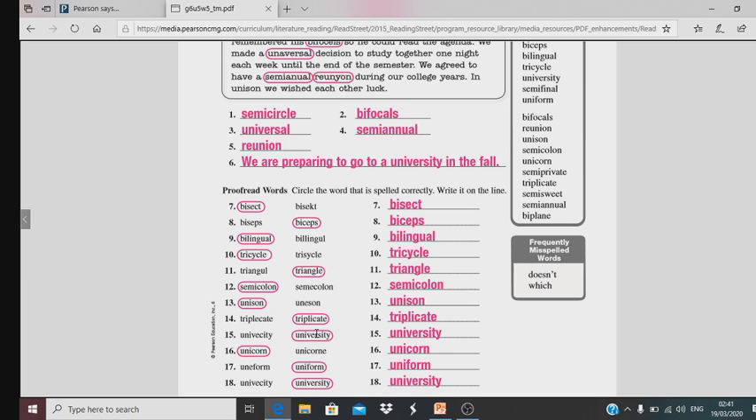University and university, so we are going to choose the second one with S, not C. Unicorn and unicorn, we are going to choose the first one that doesn't contain the E. Uniform and uniform, uni, the second one is the correct one. University, so we are going to choose the one with S, not the C.